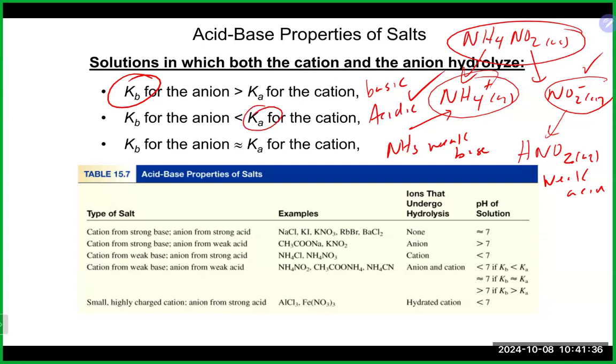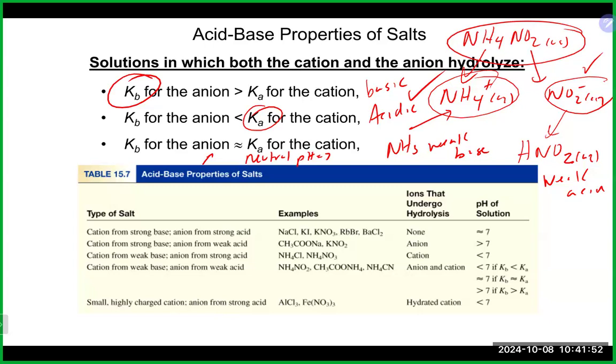If you find yourself where the Ka and Kb value for that salt, cation and anion is about the same, then it is going to be neutral, right? A pH of 7, if they're about the same.